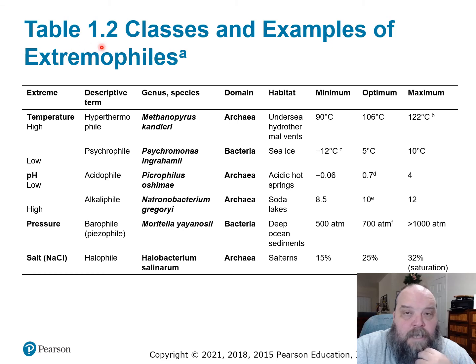Here's from the textbook, table 1.2. Gives you an example of extremophiles. Hyperthermophile, psychrophile. Look at the hyperthermophiles. Methanopyrus kandleri. Optimally, 106 degrees Celsius. That's over boiling. It can handle up to 122. Okay, this is going to be down, remember those thermal vents. We got those superheated gases.